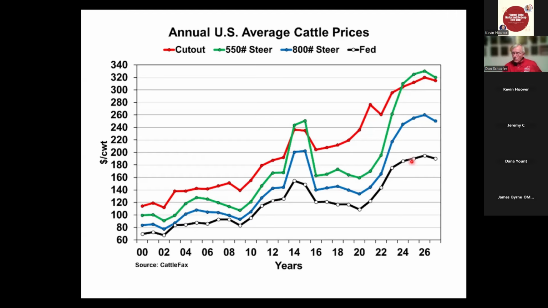Now, when this graph is updated to 2025 prices, there will be sharp increases in all classes of cattle and also in the cutout, though the cutout has not increased as much as cattle prices have. And so consequently, there have been negative margins associated with those involved in the harvest sector of the beef industry.